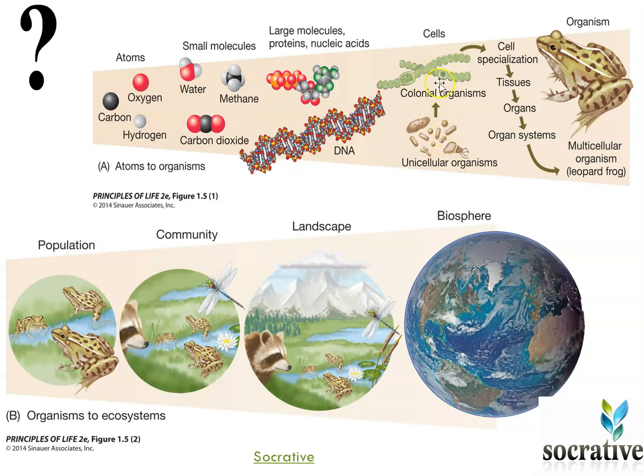Those form cells. Cells form tissues, organs, organ systems. Eventually you have an organism. But then that organism has a role to play in the population, in the community, in the ecosystem, and finally in the biosphere. Our world is a living planet.